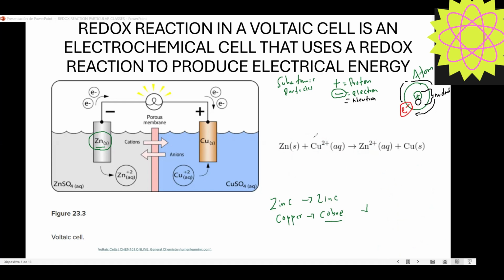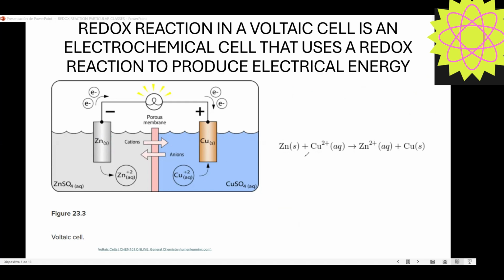Look, what I will do is the next thing. I will say that there is going to be a half reaction. And for the half reaction, we're gonna draw element by element, right? Element per element. So zinc, that is this one, in solid. What happened with zinc?